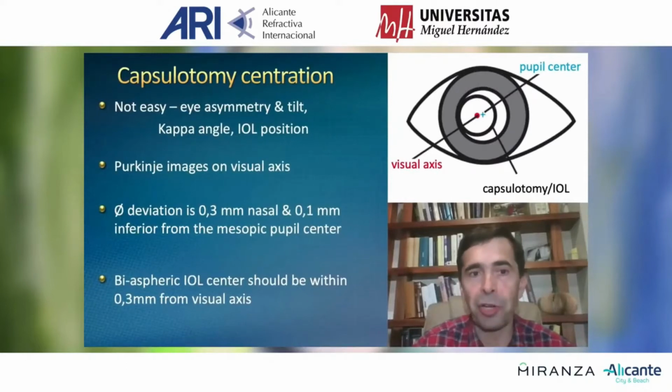Perhaps for capsulotomy centration, which is not easy because of the eye asymmetry and tilt, different kappa angles, and different IOL positions. What we know is that Purkinje images are on the visual axis, which is 0.3 millimeter nasal and 0.1 millimeter inferior from the mesopic pupil center. And biaspheric IOL center should be within 0.3 millimeters from the visual axis. So the centration is crucial.